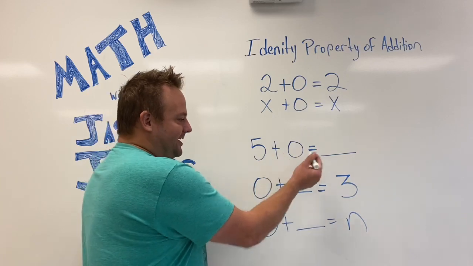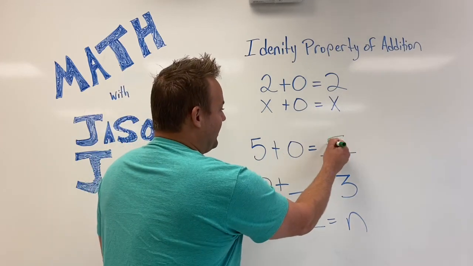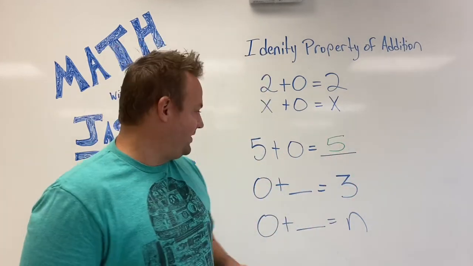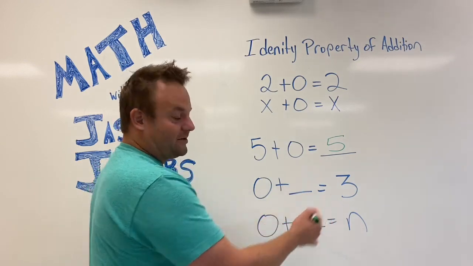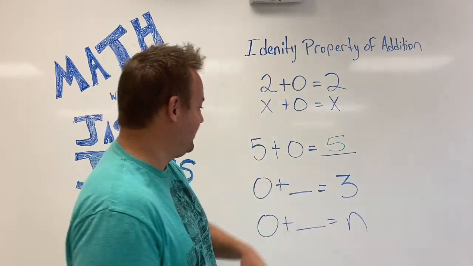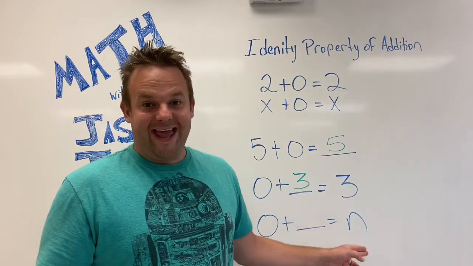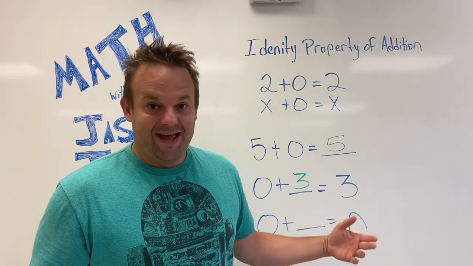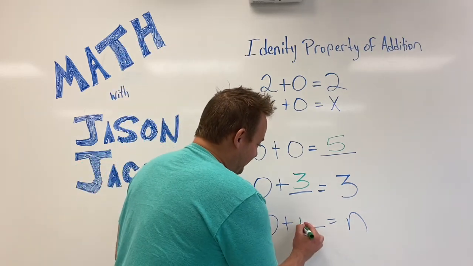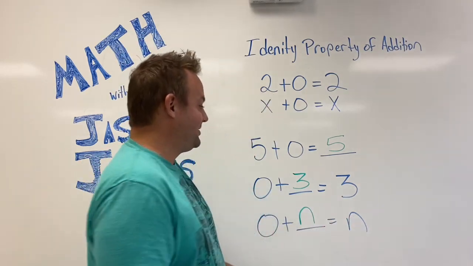I bet you can. 5 plus 0 is 5, and that's because of the identity property of addition. 0 plus what is 3? Well, because of the identity property of addition, that is 3. 0 plus what is n? That's right, n. 0 plus n equals n.